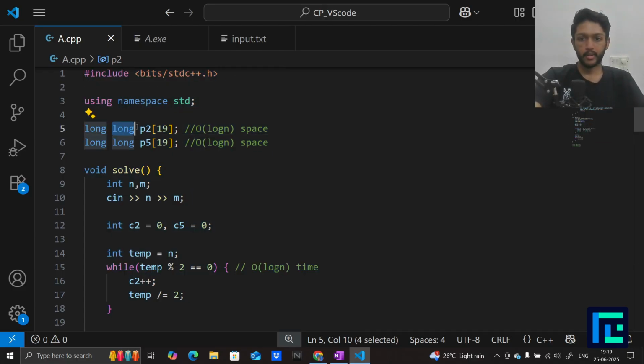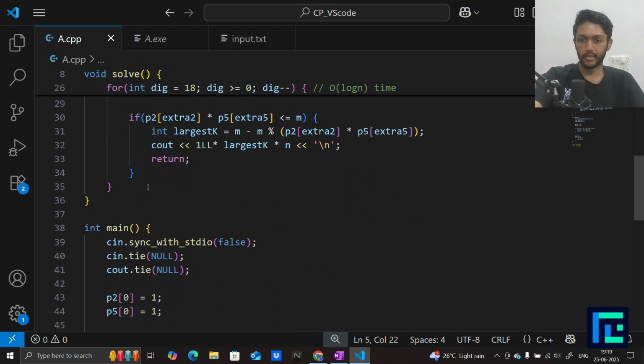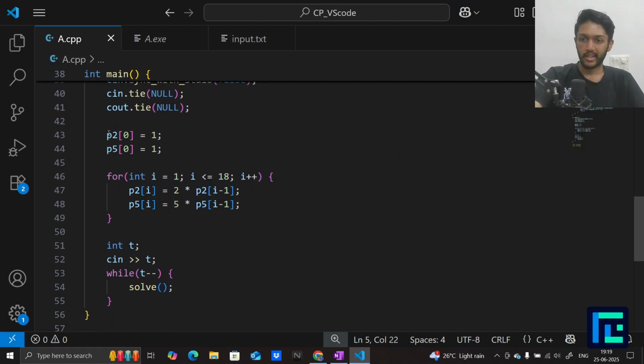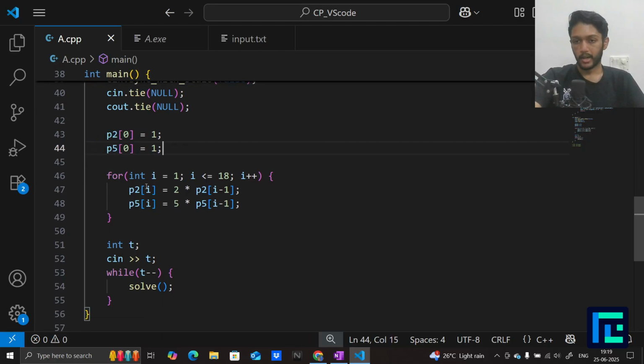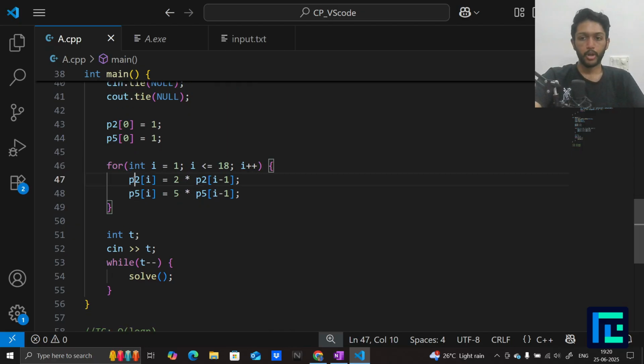I am storing the powers of 2 and powers of 5 up to 18. I have used them ahead, so that's why I have saved them. I'll initialize them in this main loop. 2 to the power 0 is equal to 1 and 5 to the power 0 is equal to 1. Now for int I equal to 1, I less than or equal to 18, I plus plus: p2 of I equal to 2 into p2 of I minus 1, so 2 to the power I equals 2 into 2 to the power I minus 1. And 5 to the power I is equal to 5 into 5 to the power I minus 1.